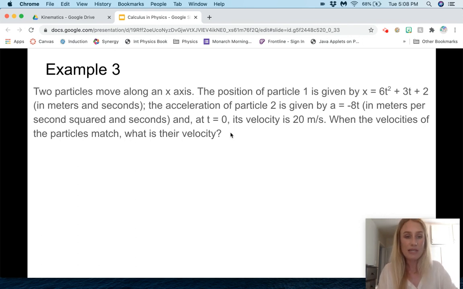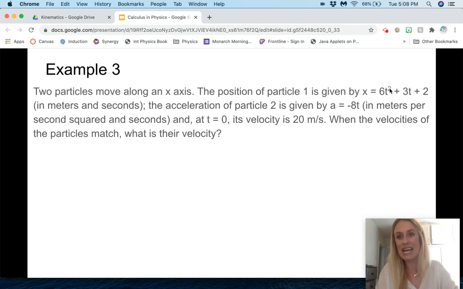What this tells me is I need to find a velocity equation for both of these particles, and I need to set them equal to each other because they're going to match, which means they're equal. So it says the position of particle 1 is given by a position function. If I want to find velocity from position, what do I need to do? If you said take the derivative, you're correct. So I need to take the derivative of that first function. That's easy. We learned that at the very beginning of this lecture.